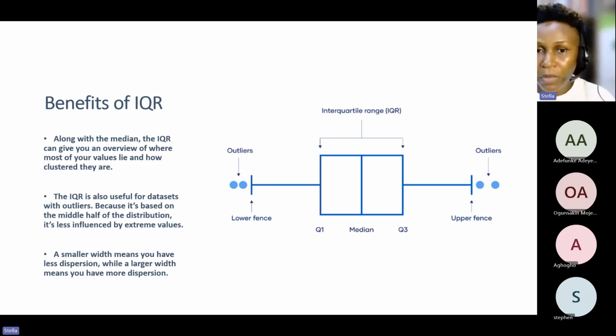Now we are looking at an overview, the cluster, how our data set revolves around the mean. That is what we are looking at with our interquartile. So the interquartile range gives us the overview of how our data is clustered around the middle value or the median.